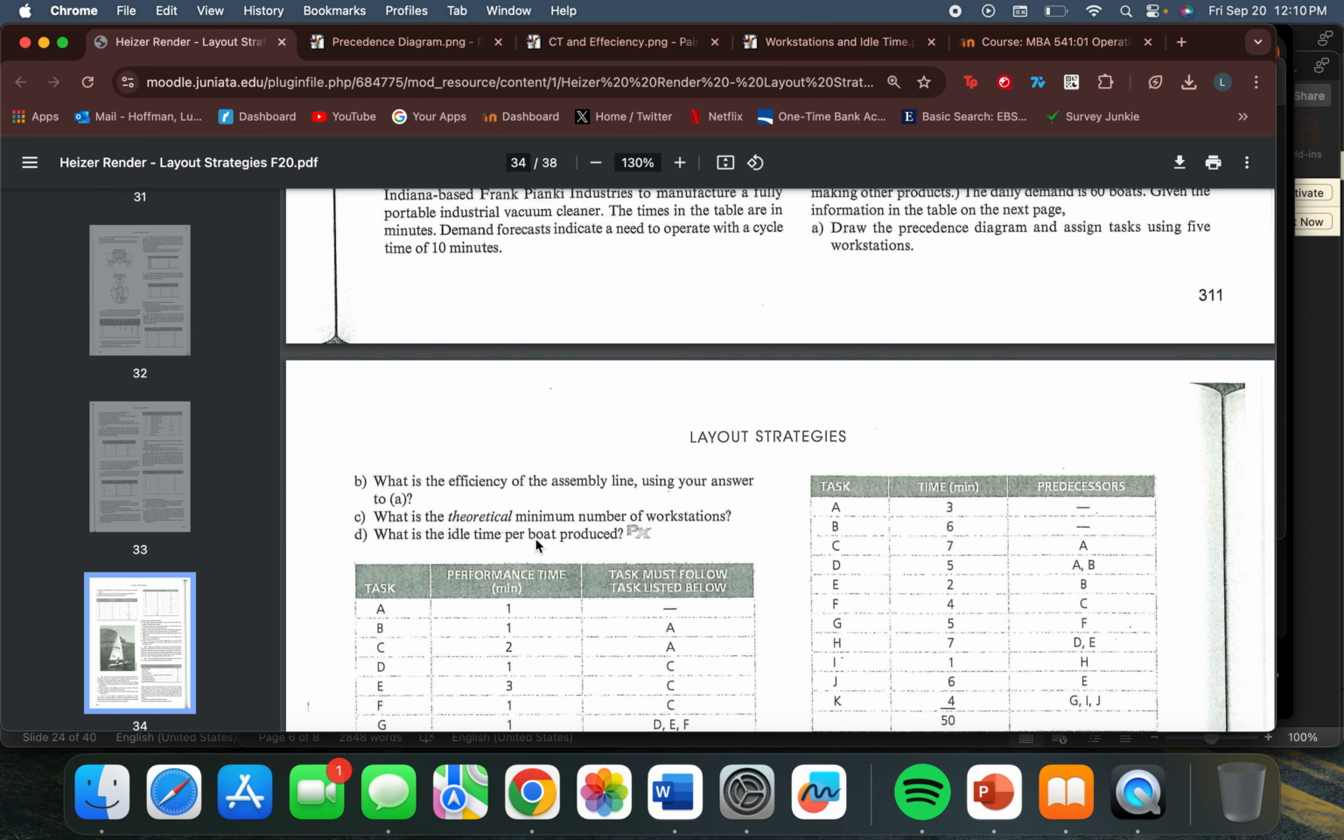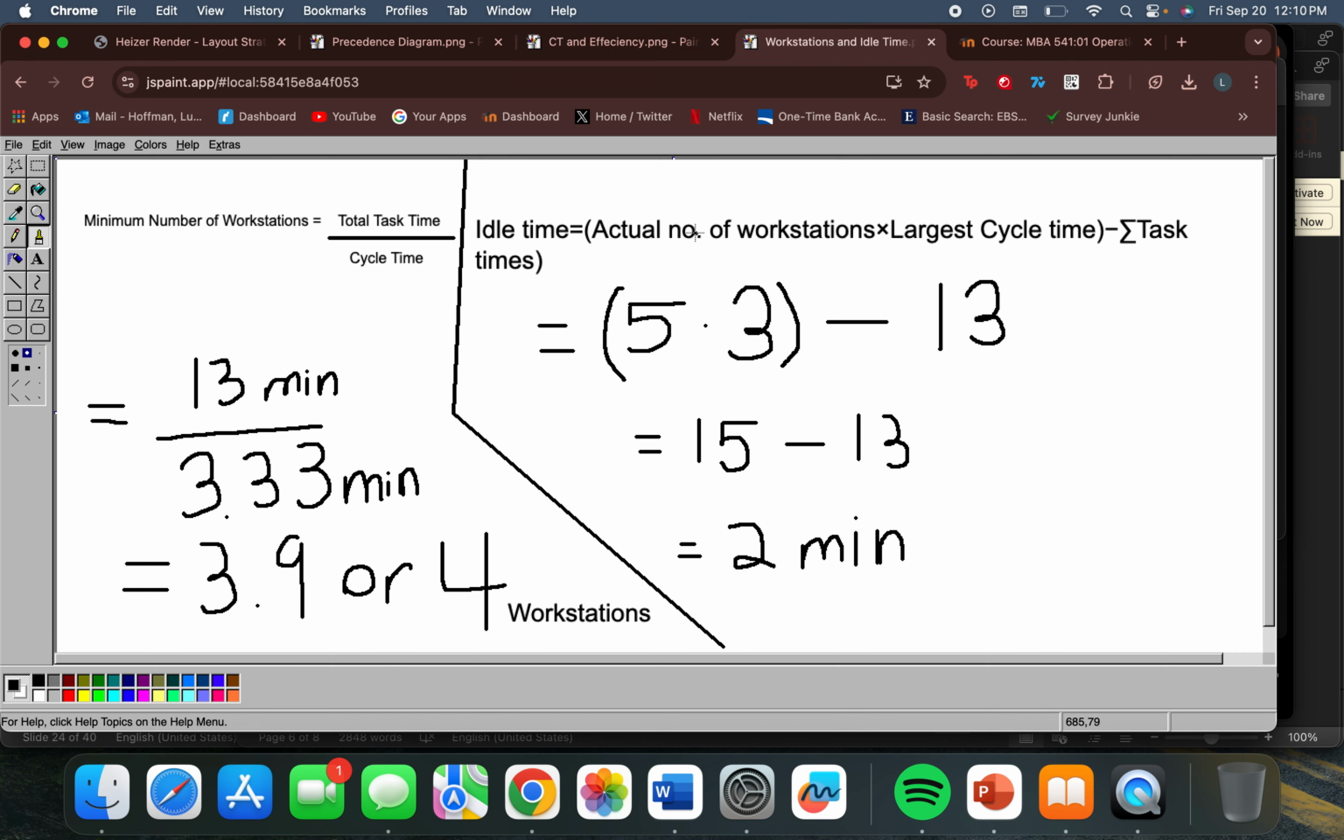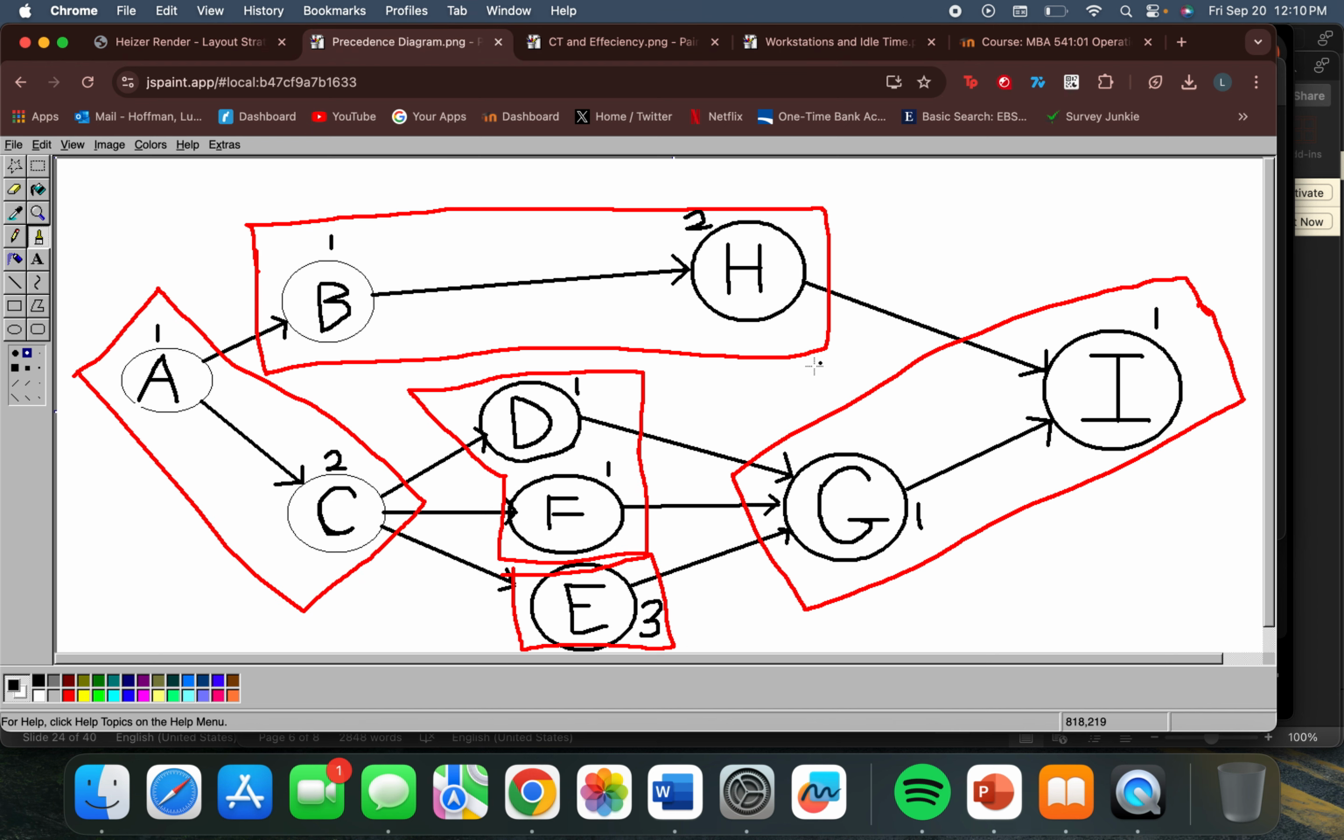And finally, what is the idle time per boat produced? Idle time is the actual number of workstations times the larger cycle time, which is 3. We've made sure of that. The actual number of workstations is 5. And then that's going to be minus the total task time, so 15 minus 13 is going to get you 2 minutes, so there's 2 minutes of idle time, which would appear to be correct because we have 3 minutes, 3 minutes, 3 minutes. Then we have 2 minutes, 2 minutes. There's 2 of those.